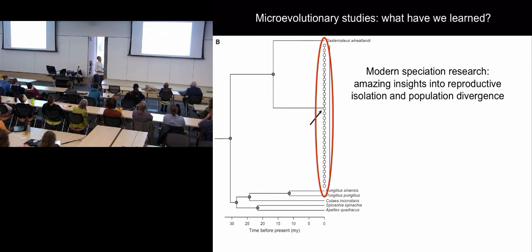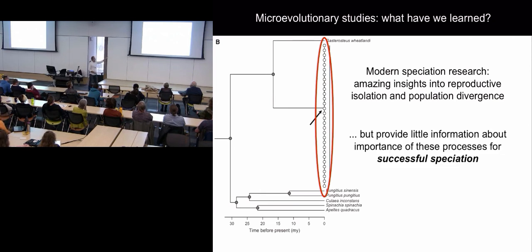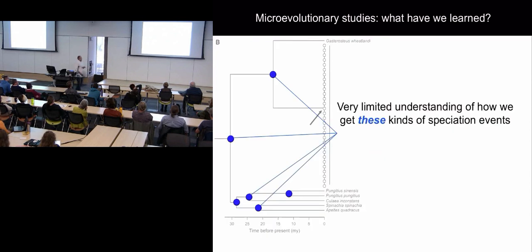So that's important. But I would say that these kinds of studies are providing us with very little information about the importance of those processes for successful speciation, the kind of speciation that goes on to contribute to the birds that are breeding in the woodlot behind your house. And we have very little understanding as a result of this work about how we end up getting this population of speciation events. So that's what we're getting out of microevolutionary studies.